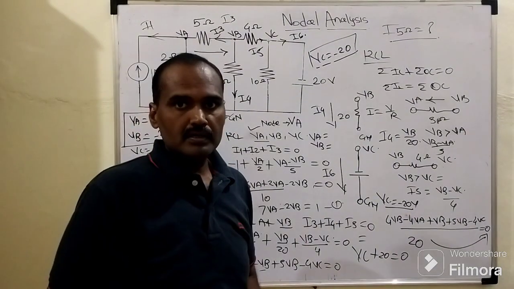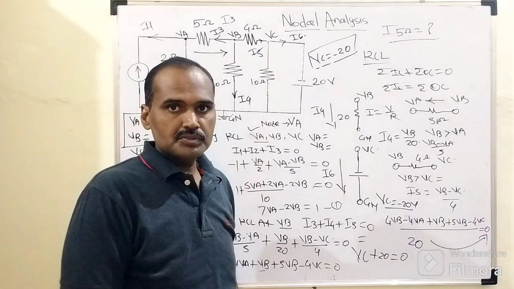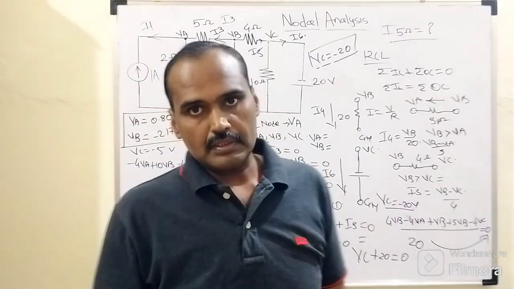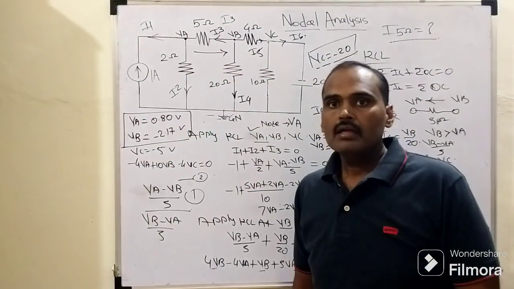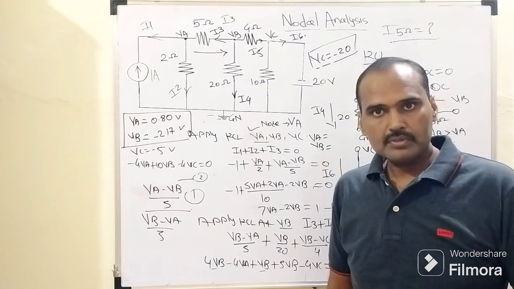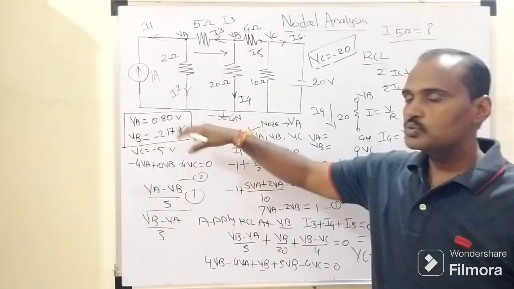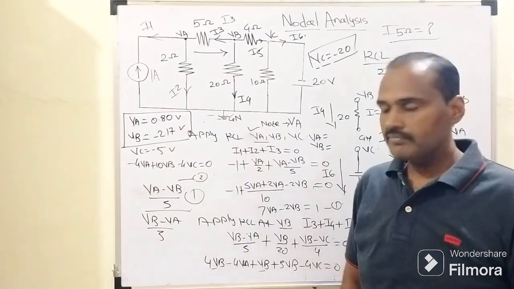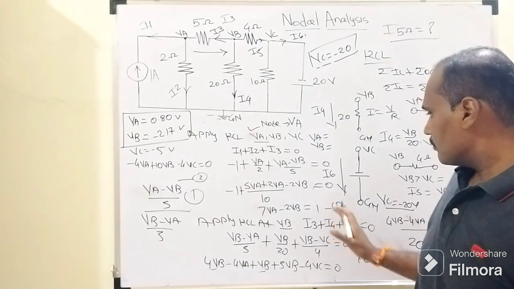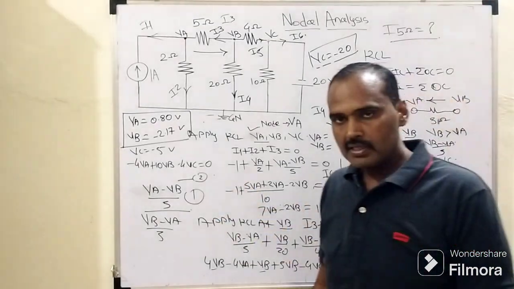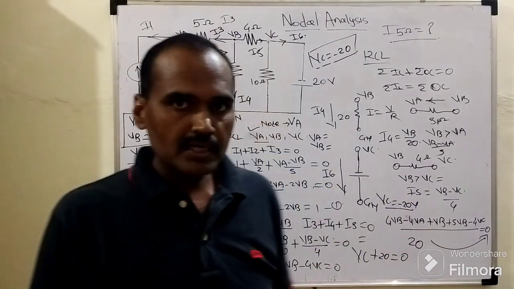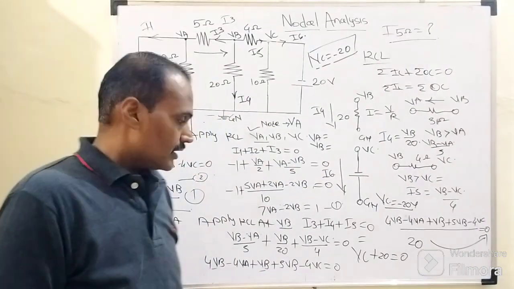Before concluding this numerical, one more time I will share the procedure to tabulate these two node potentials VA and VB with the help of equation number 1 and equation number 2. But before that, one more thing we need to understand.